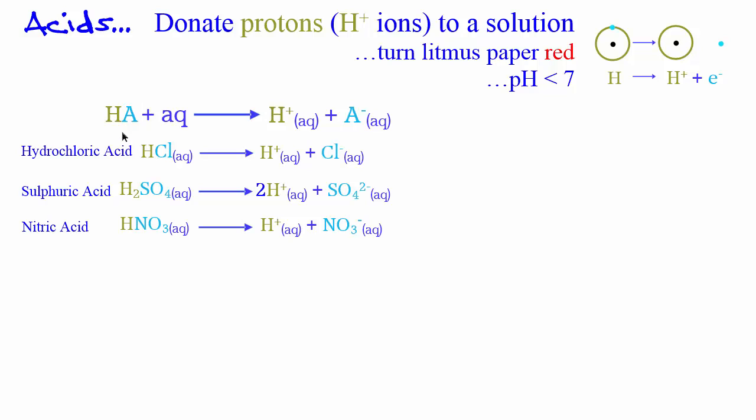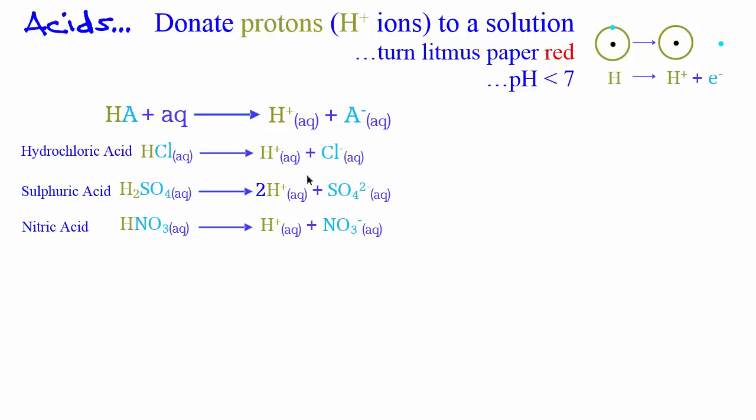I've got a HA representing a H plus joined onto an A minus, the anion. Doesn't matter what it is for now. The HA in an aqueous, in a water solution, becomes H plus ions and A minus ions floating around. This acid has given H plus ions to that solution. For instance, hydrochloric acid, HCl, splits into H plus and Cl minus.